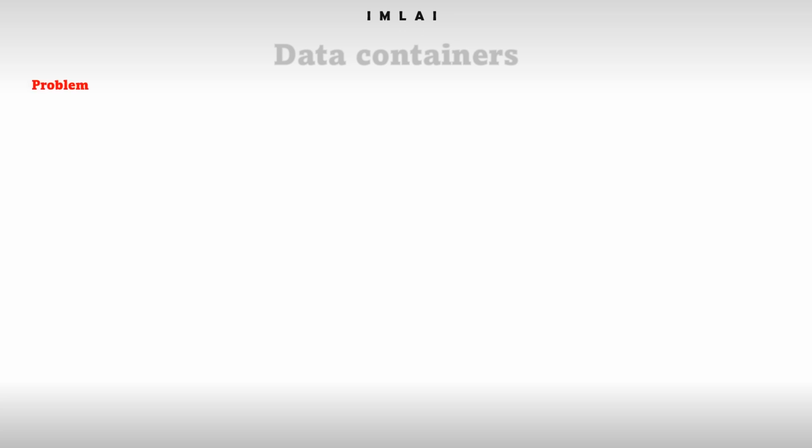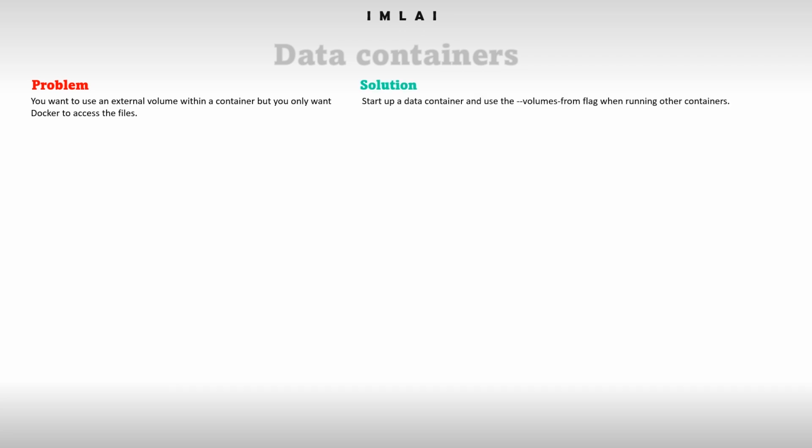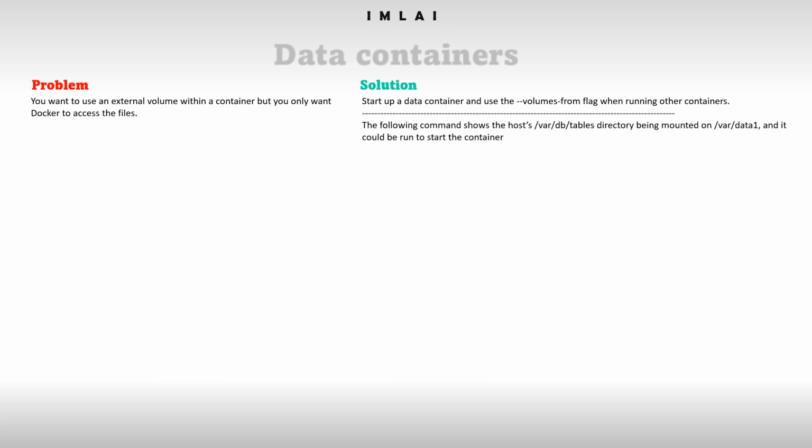So in this case, our problem statement is we want to use an external volume within a container, but you only want Docker to access the files. So how can we provide a solution? We have to start up a data container and use the volumes-from flag. Volumes is a long option, and from is another option, so we merge both, the volumes-from flag, when running other containers. So let's take this example.